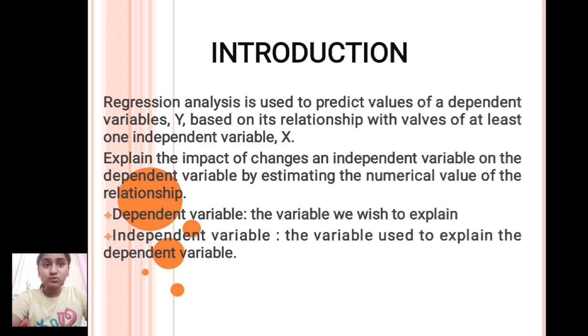Regression analysis is used to predict values of the dependent variable, that is y, based on its relationship with the values of at least one independent variable, that is x. It shows the impact of changes in an independent variable on the dependent variable by estimating the numerical value of the relationship. Dependent variable means the variable we wish to explain. Independent variable means the variable used to explain the dependent variable.